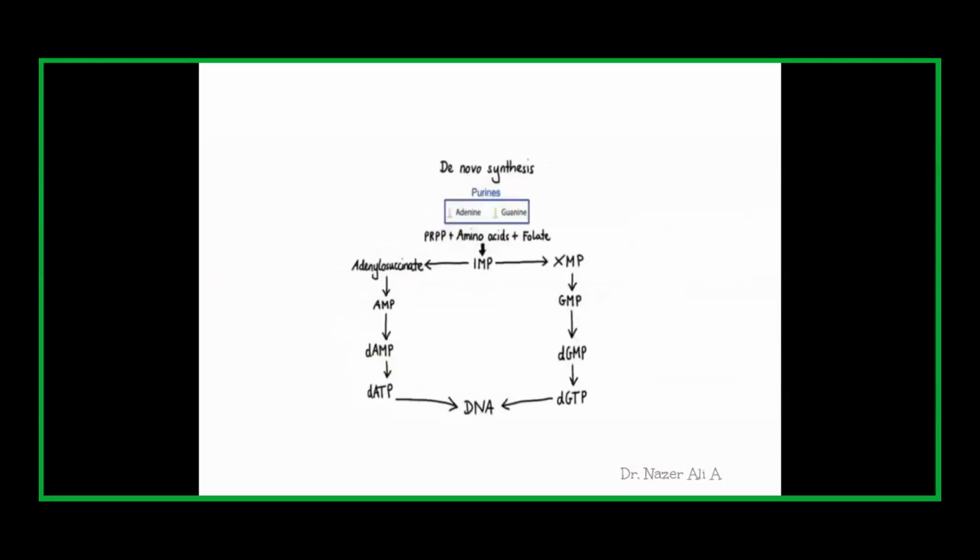Okay, I will explain. So what happens usually in the de novo synthesis, there is something called phosphoribosyl pyrophosphate. This is PRPP. This PRPP along with amino acid and folate will form inosine monophosphate, IMP. This inosine monophosphate, with the enzyme synthetase, will form adenylosuccinate. Adenylosuccinate, with the help of an enzyme lyase, will be converted to AMP, and AMP will be reduced to deoxy AMP, and deoxy AMP will be converted to deoxy ATP. This deoxy ATP will be incorporated into DNA.